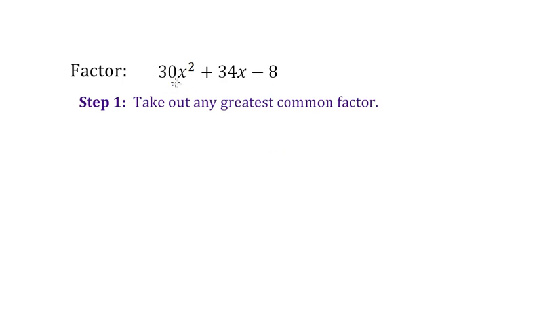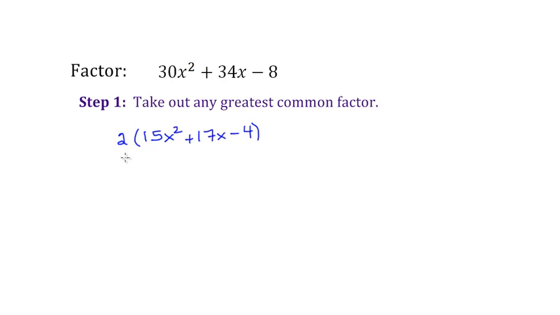Notice 2 divides into 30, 34, and 8. And in fact, that's the greatest common factor for those numbers. X squared appears here, x appears here, but there's no variable here. So the only factor we can pull out is a factor of 2, and let's do that now. When we take 2 out, that leaves us with 15x squared plus 17x minus 4.